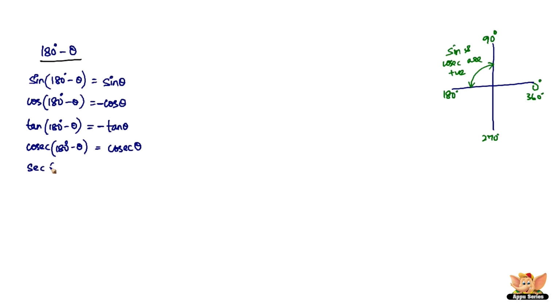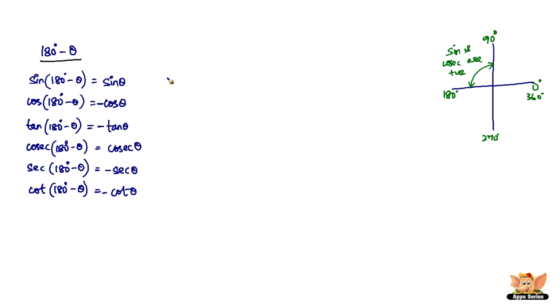Then we go to secant of 180 degrees minus theta. 180 is going to keep secant as secant, but since secant is not positive in the second quadrant, it's going to be negative secant theta. And finally, we're going to go to cot of 180 degrees minus theta. Cot is going to remain cot, but it's going to have a negative sign, so it's negative cot theta, because cot is positive only in the third quadrant, not in the second quadrant.